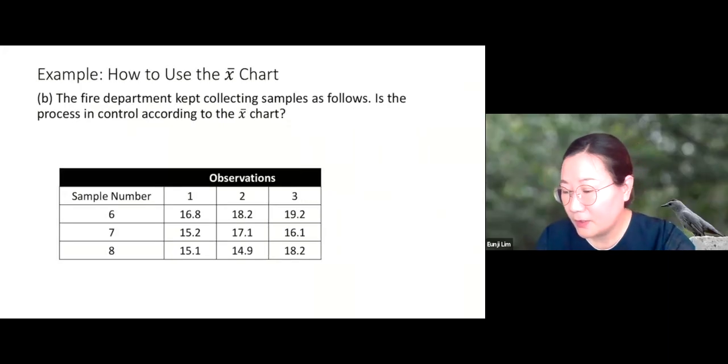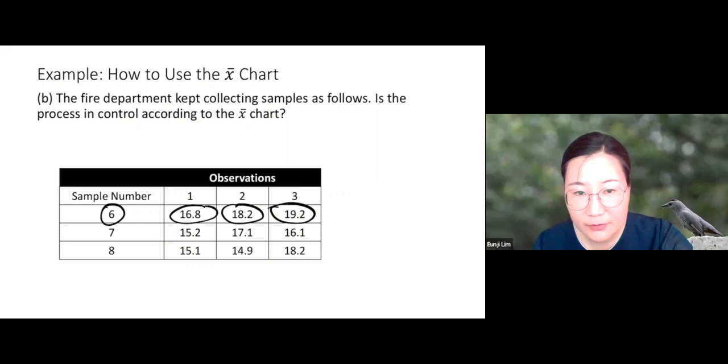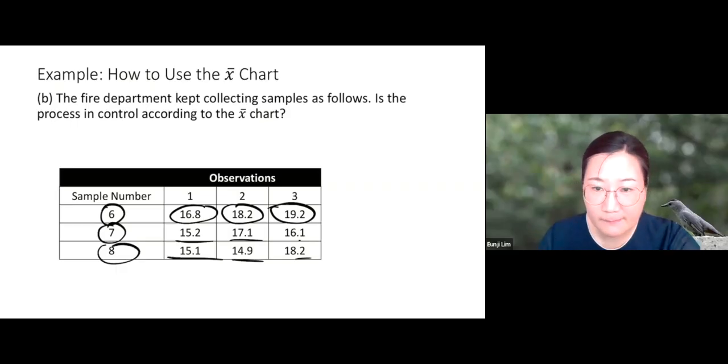Now, part B, the fire department kept collecting samples as follows. Is this process in control according to the X bar chart? So in week 6, we collected another sample. We took 3 more observations. And then the following week, we repeated this. Following week, we repeated this.